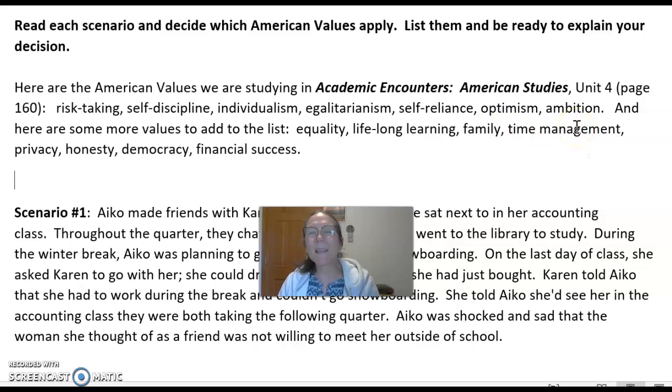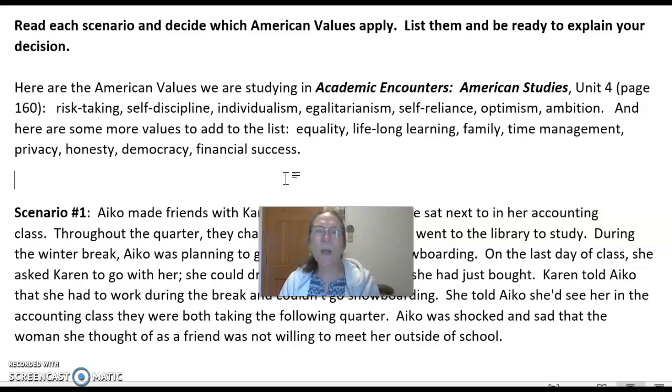And then I've added more values to round it out to 15, which is probably a good beginning. There are more. Okay, the rest of them are equality, lifelong learning, family, time management, privacy, honesty, democracy, and financial success. So at this point, I hope that you have a pretty good idea of what each of these means.